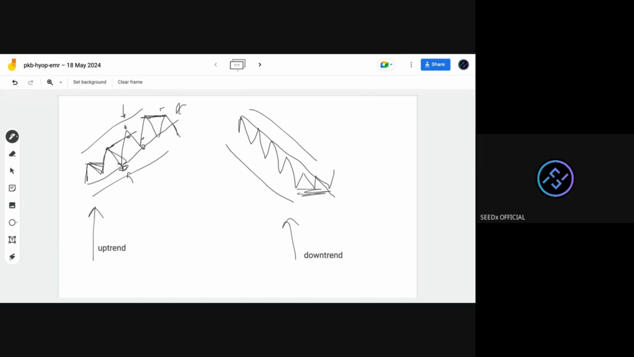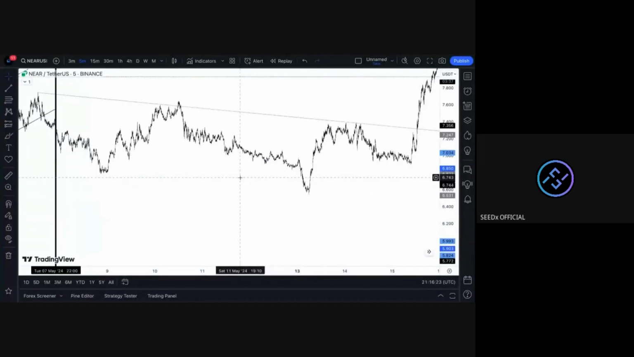Please tell me if you can't see my screen. This stuff keeps lagging for some reason. Can you see my screen? Yes. Yeah. Okay.